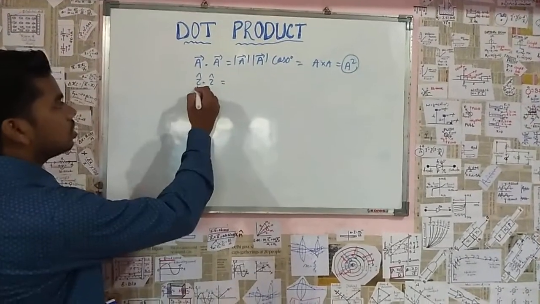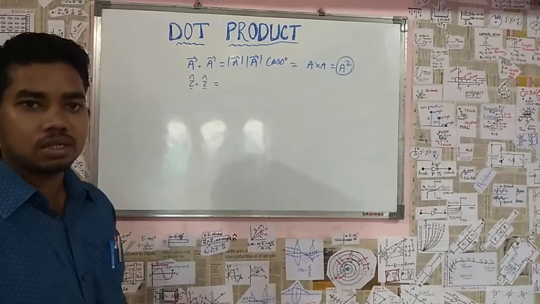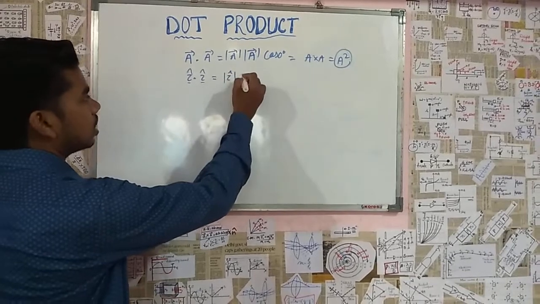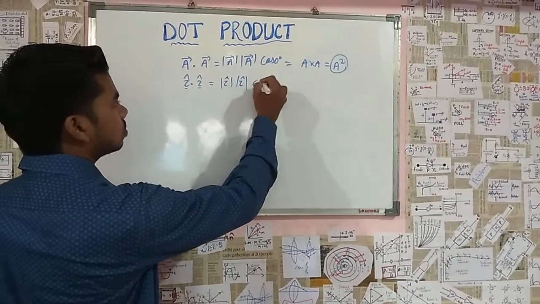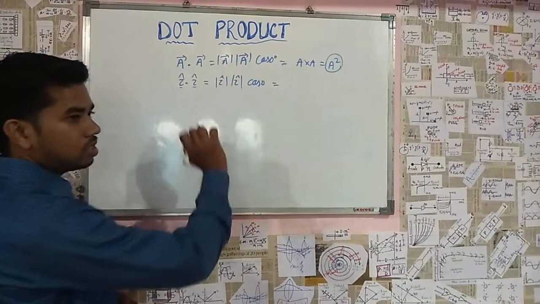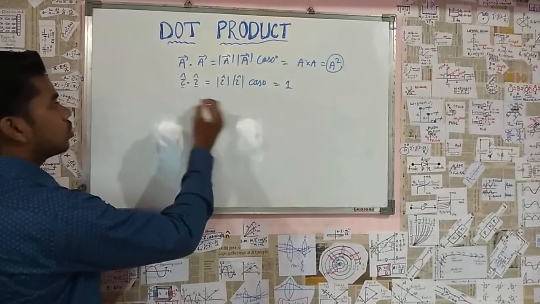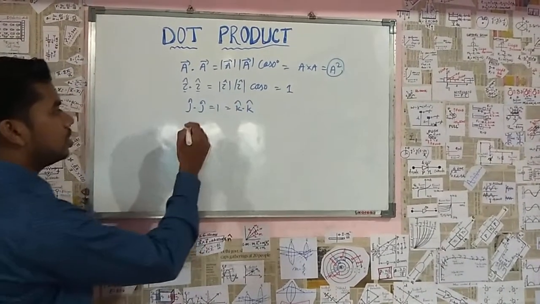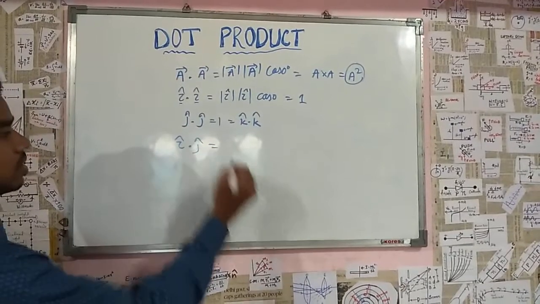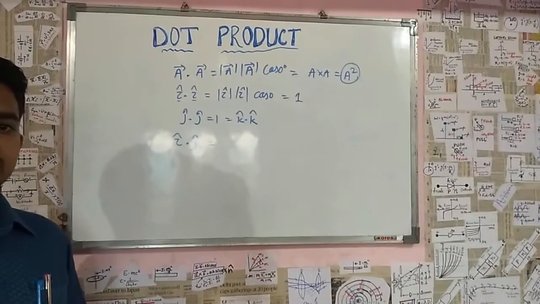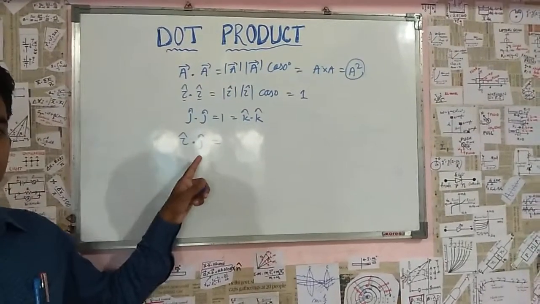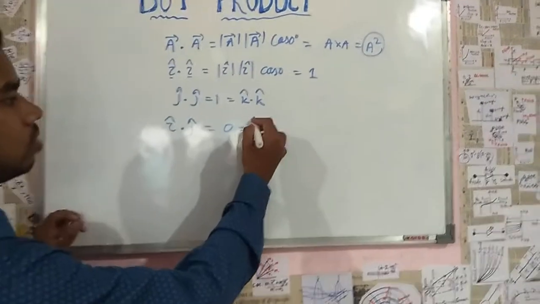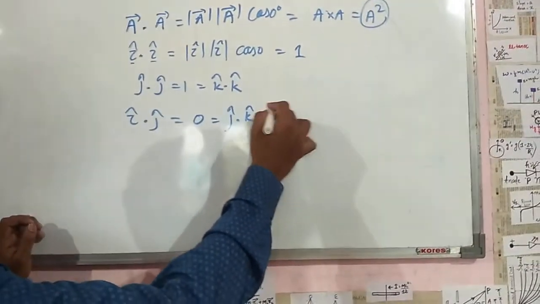Now you see I cap dot I cap. I cap is the unit vector along the x-axis. So similarly, the dot product is the magnitude of I cap times cos 0, and the unit vector magnitude is 1, so the result will be 1. Similarly, j cap dot j cap is equal to 1, equal to k cap dot k cap. But if you take I cap dot j cap, what will happen? One is along the x-axis, the other is along the y-axis. So it will be cos 90, so 0, which will equal j cap dot k cap, which will be equal to k cap dot I cap.